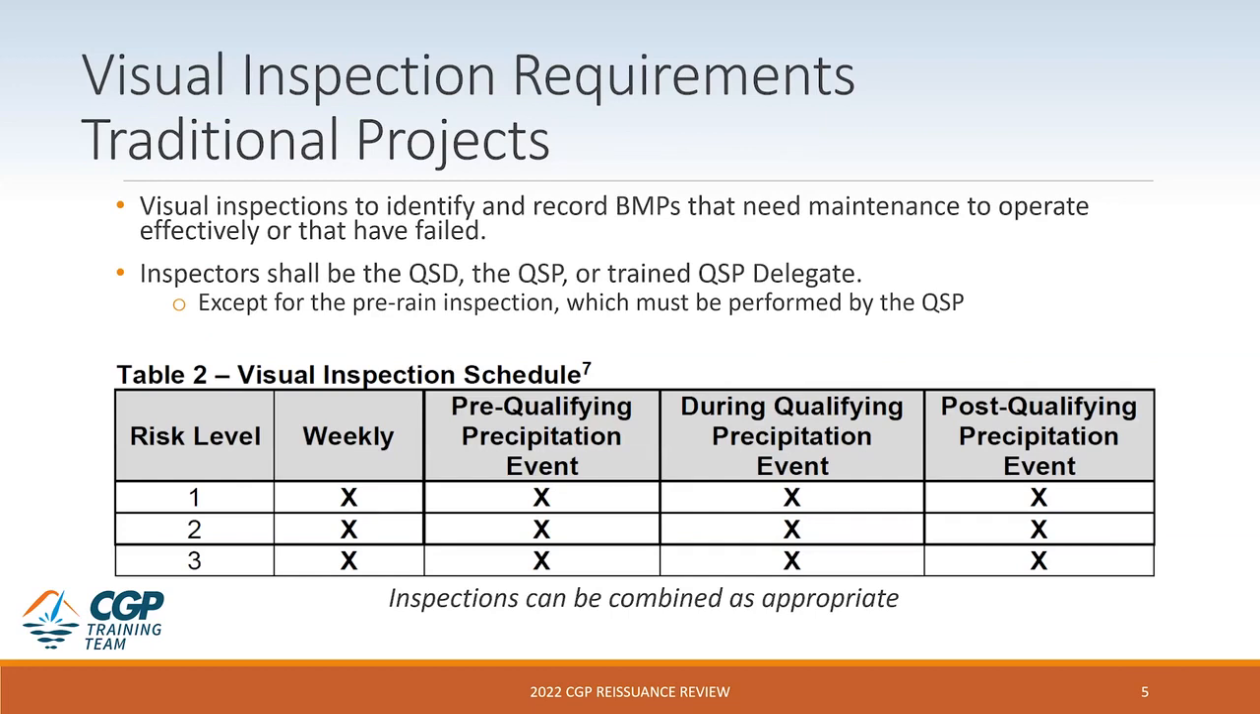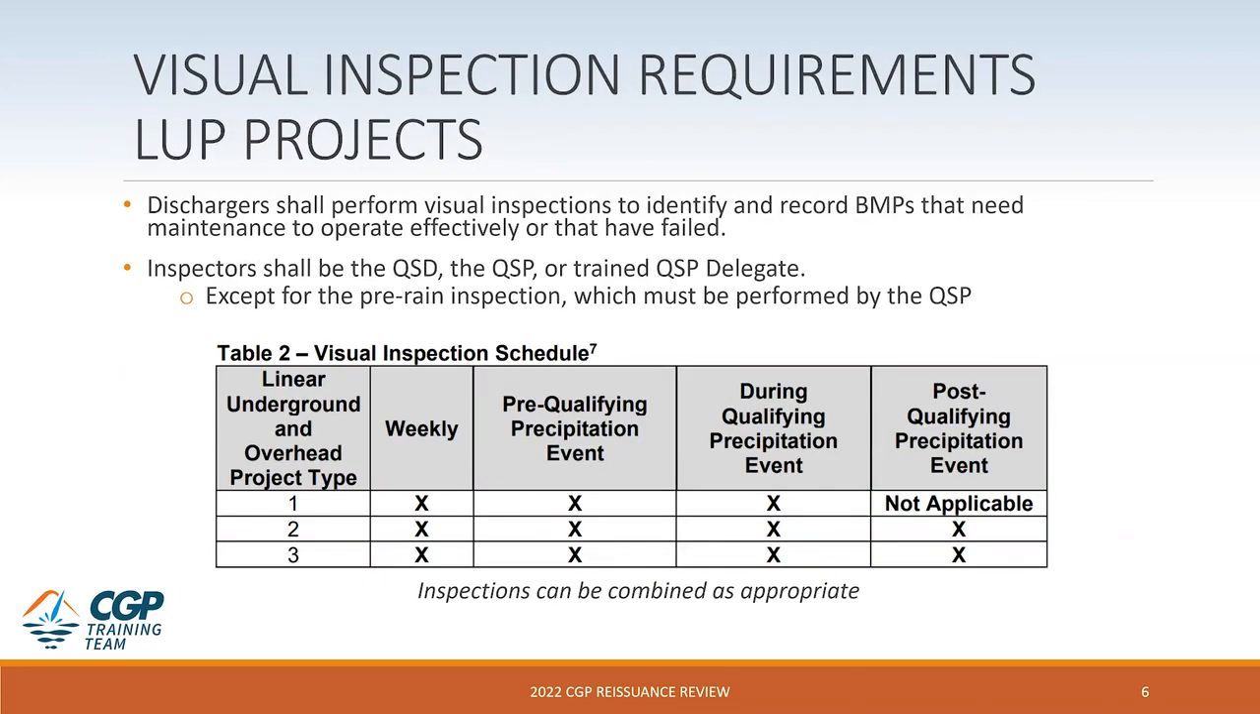Now, the visual inspection requirements for traditional projects are defined here in this matrix. So visual inspections to identify and record BMPs that need maintenance to operate effectively or that have failed are to be inspected by either the QSD, the QSP, or the trained QSP delegate. Please note that the pre-rain inspections must be performed by the QSP. Visual inspection requirements for linear projects are quite similar. And again, pre-rain inspections must be performed by the QSP.